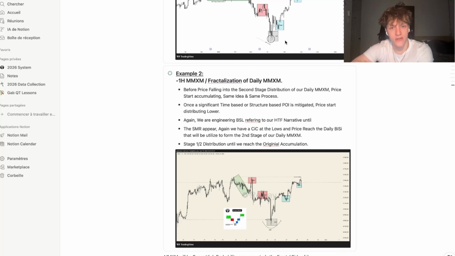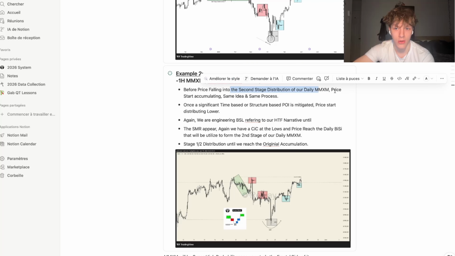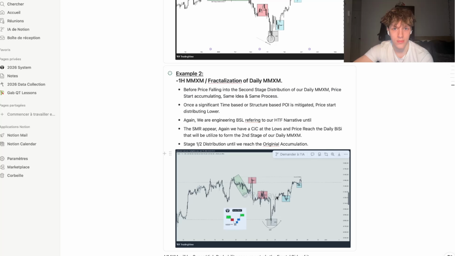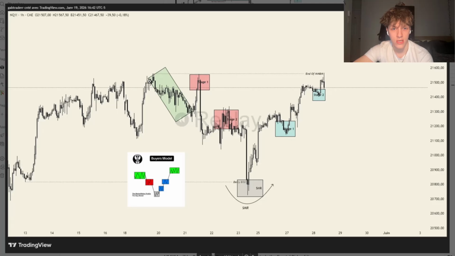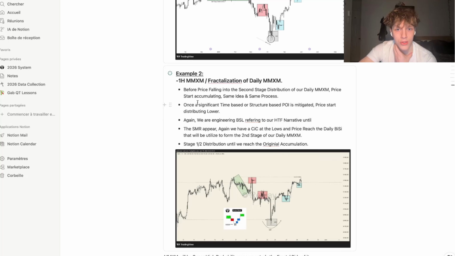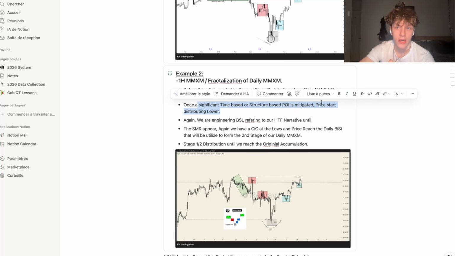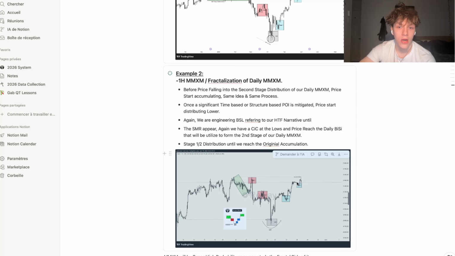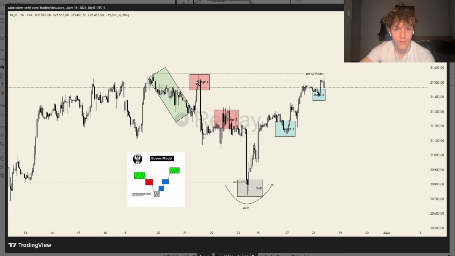So before price falls into the second stage distribution of our daily market maker buy model currently, price started accumulating. Same idea, same process. So before retracing, we start accumulating. We generate buy stop, buy stop, buy stop. This market maker buy model is kind of weird, but it works. It's just not perfect every time, not textbook. Need to understand it. Once a significant time-based or structure-based POI is mitigated, price starts distributing low. So I don't exactly know here, but this is the first stage.